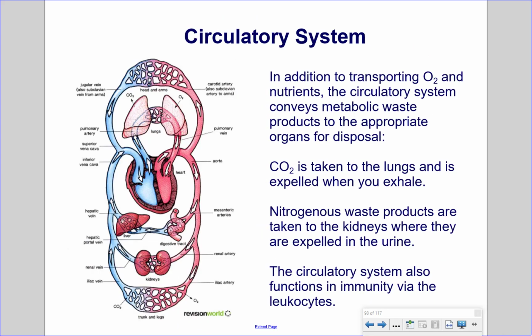Circulatory system. In addition to transporting O2 and nutrients, the circulatory system conveys metabolic waste products to the appropriate organs for disposal. CO2 is taken to the lungs and is expelled when you exhale. Nitrogenous waste products are taken to the kidneys where they are expelled in the urine. The circulatory system also functions in immunity via the leukocytes.